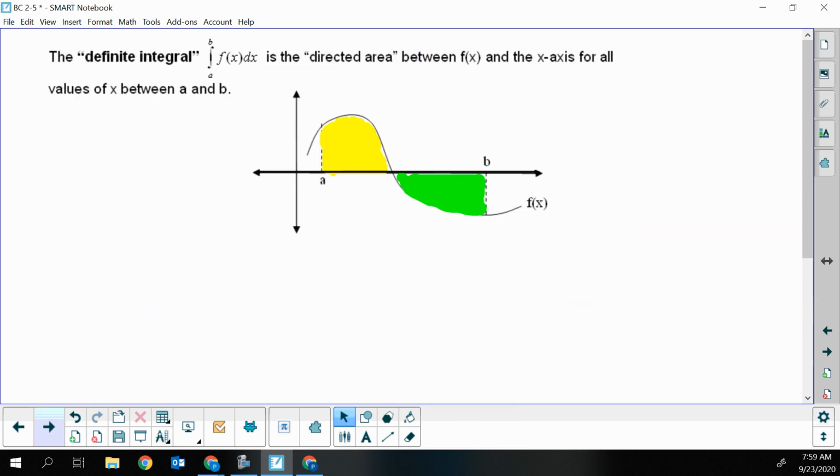So we're on the day 5 notes, and we'll be starting with this picture. So it should say 2-5, BC 2-5 on the top. So when we do an integral, a definite integral, I should say. Definite meaning it's got the values on the integral. Our answer is a directed area, meaning it's telling us the net change of the area above or below the x-axis. Any area above the x-axis is considered positive area. Any area below the x-axis is considered negative area.